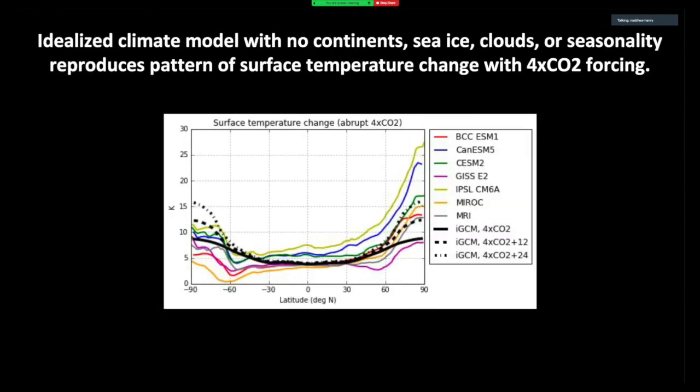So to do this, we use an idealized climate model. It's a very simple climate model that has no continents, no sea ice, no clouds, and no seasonality. And we force it with a quadrupling of CO2. Since it has no sea ice or clouds, and the real climate does, and that would lead to local positive feedbacks in the high latitudes, we add surface heat sources on top of the quadrupling of CO2, only in the high latitudes, to have these two other temperature change curves. And in this plot, I just compare it to what happens in various CMIP6 models.